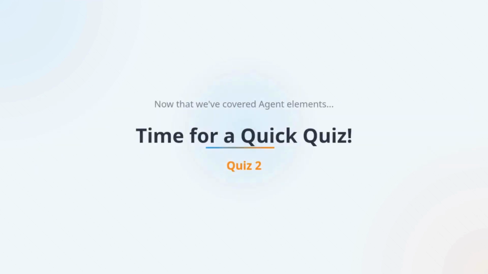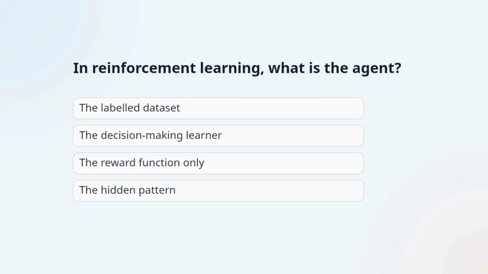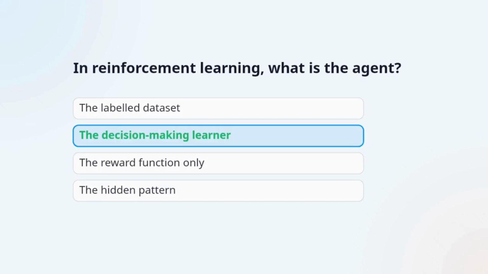Now that we've covered agent elements, let's test what we've learned so far. Here's quiz number 2. See if you can get it right. Question 1. In reinforcement learning, what is the agent? The correct answer is the decision-making learner. The agent is the learner that takes actions and receives rewards from the environment.